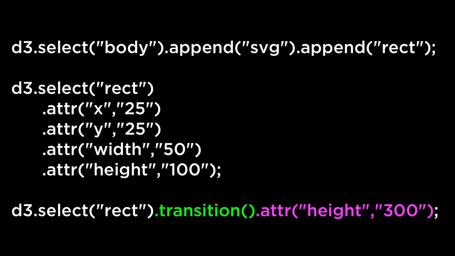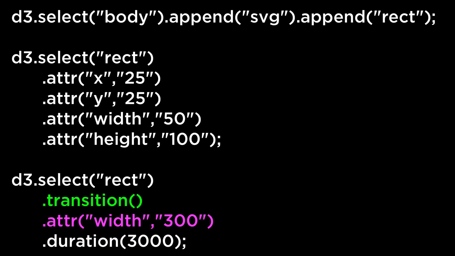For this example, we will have the SVG rectangle increase its height from 100 to 300. This will elongate the rectangle along the y-axis. Because we do not specify a delay or duration, the animation will start immediately and take 250 milliseconds.